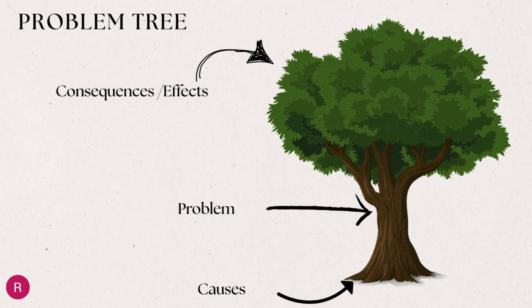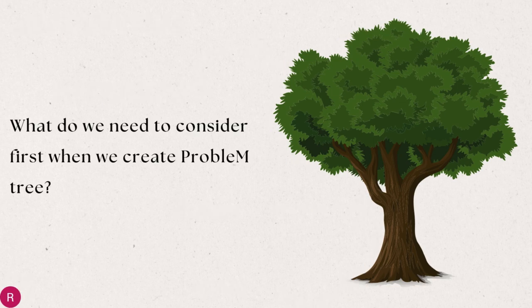Just like this, whenever we are going to solve a problem like a tree, we always have to figure out the cause, which is the root. That is a very important part. Now let's see another one. What do we need to consider first when we create a problem tree? Very important. Even in reality, whenever we are looking for a solution through the problem tree, we always have to figure out the cause of the problem.